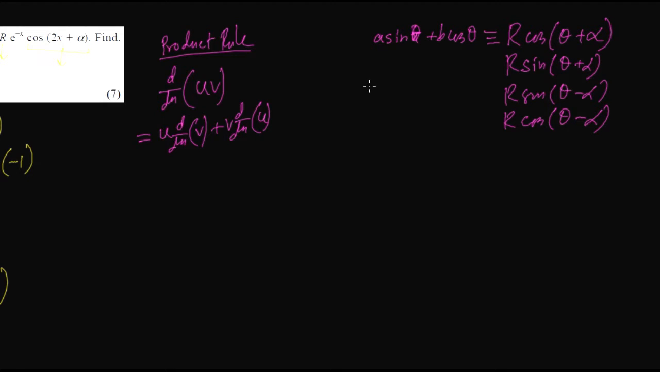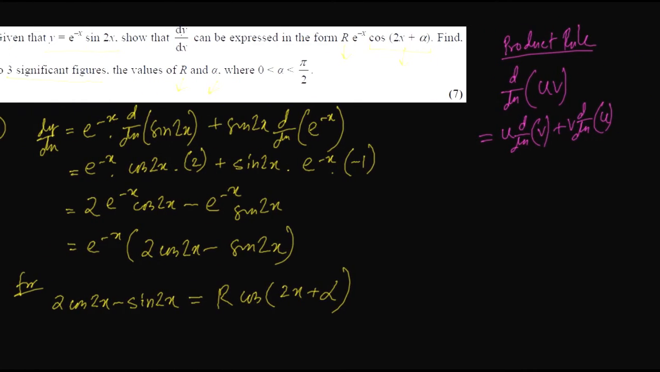So now for the value of r, very simple. The formula is r squared equals the coefficient of one, a squared, plus the coefficient of the other thing, cos theta, b squared. That's it. That's the formula. So let's go ahead and do this. So r squared equals, the coefficient of cos theta is 2, so 2 squared, plus the coefficient of sin theta is minus 1, squared, so this is going to be 4 plus 1, 5.